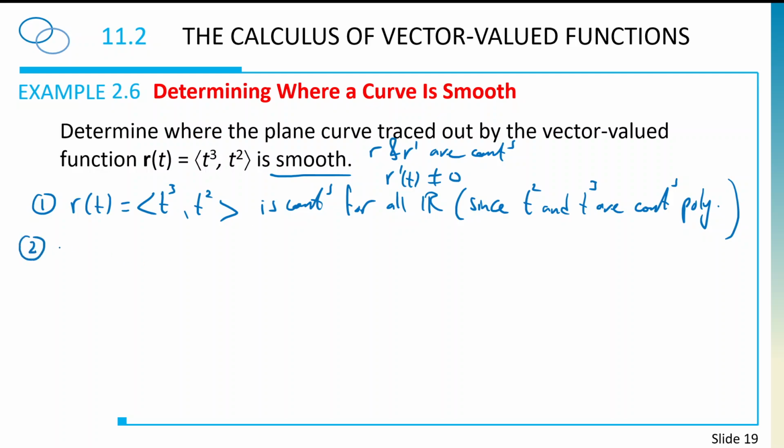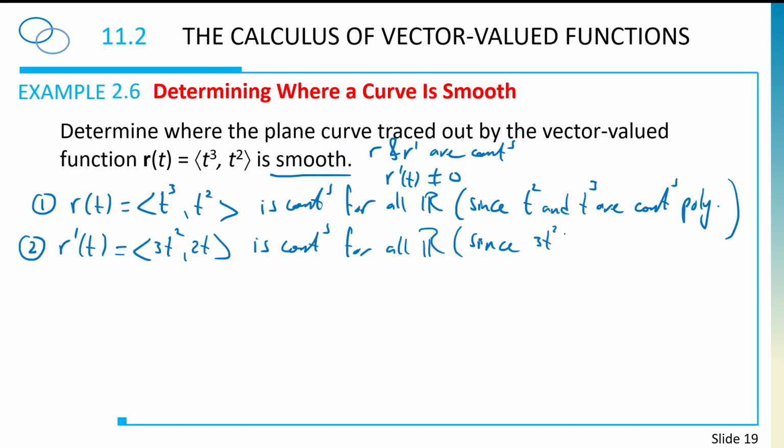Let's check the second condition. I need now to try r prime. So r prime is equal to what? Find the derivative. This is 3t squared, 2t. And this is, again for the same reason, continuous for all real numbers. Why? Again, since 3t squared and 2t are continuous polynomials. So both are continuous polynomials, so they are continuous everywhere. So now r is continuous, r prime is continuous.